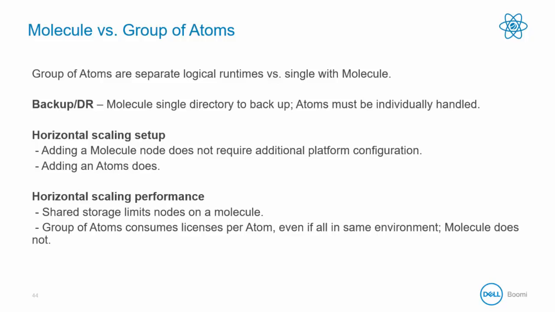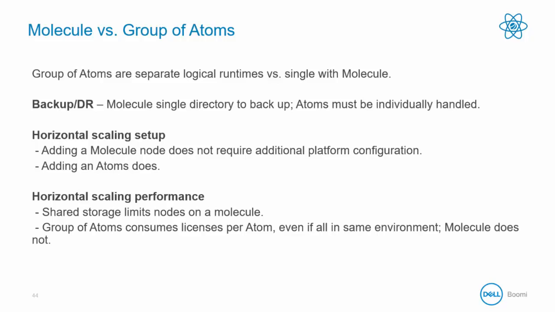So that means if you're considering backup or disaster recovery, a molecule is a single directory to back up. Atoms must be individually handled. So just keep in mind that whatever setup and work and maintenance and monitoring you do in a molecule would be doubled in our previous example where a two-atom group was working. There are implications for horizontal scaling as well. Adding a molecule node does not require additional platform configuration. Adding an atom does. You have to attach the atom, re-enter passwords and manage extensions, and perhaps set up and configure the web services server settings as well.